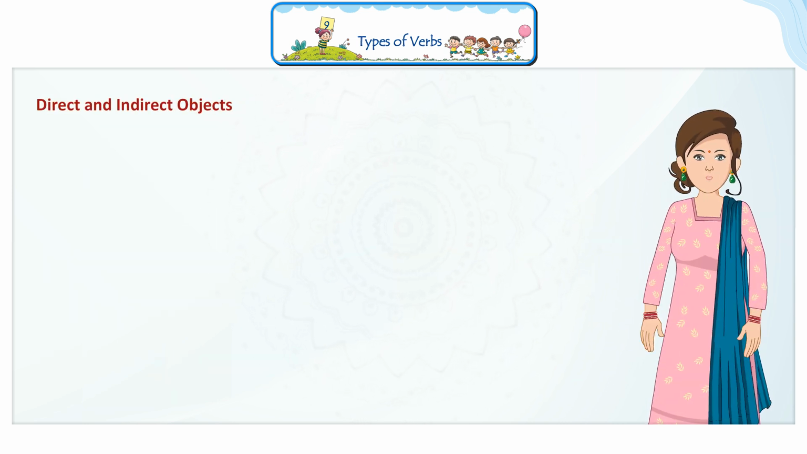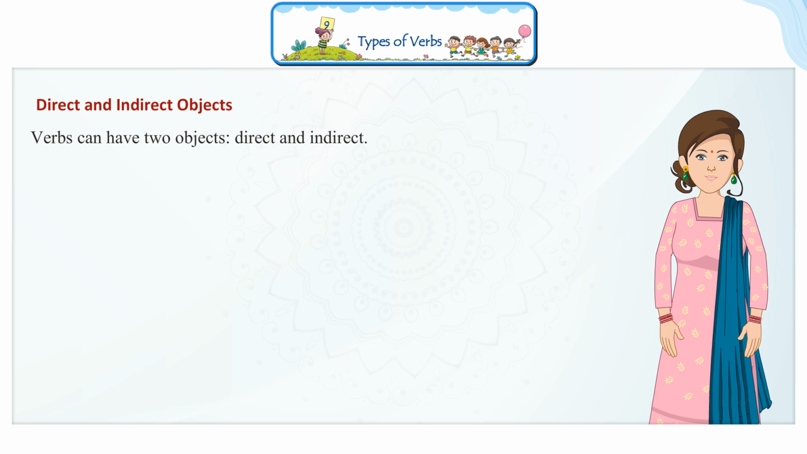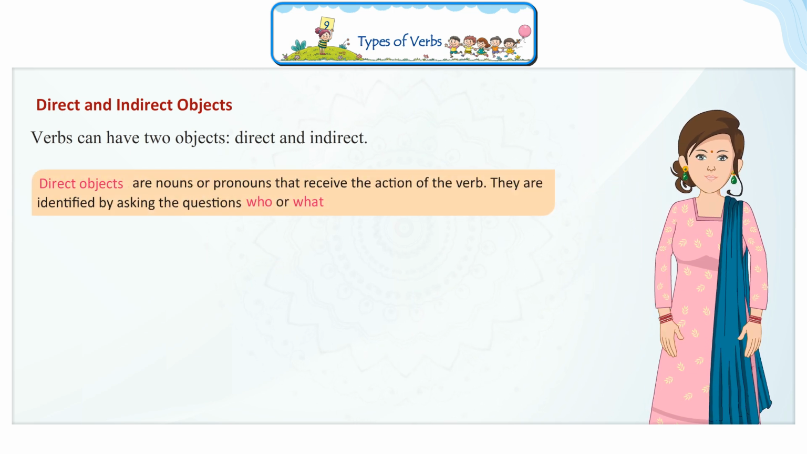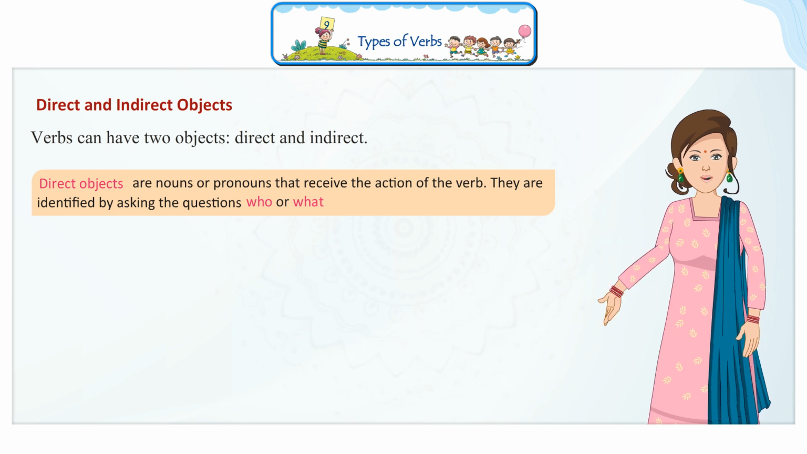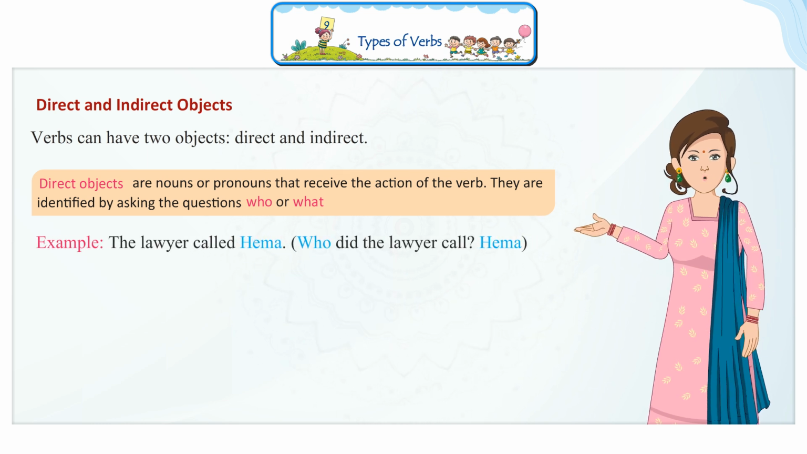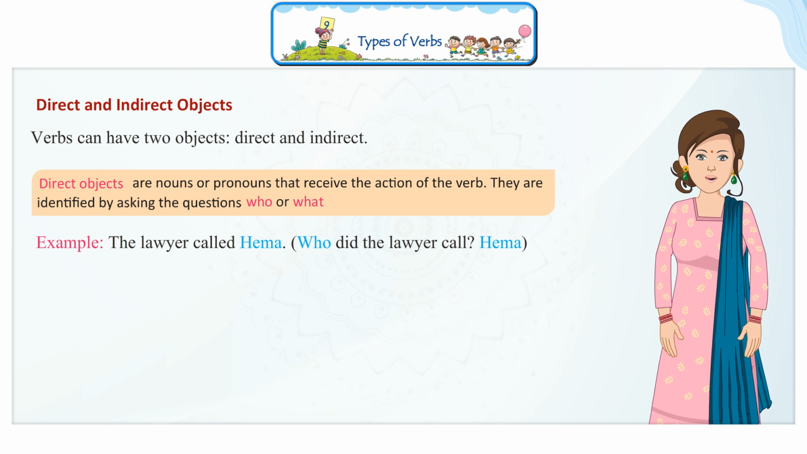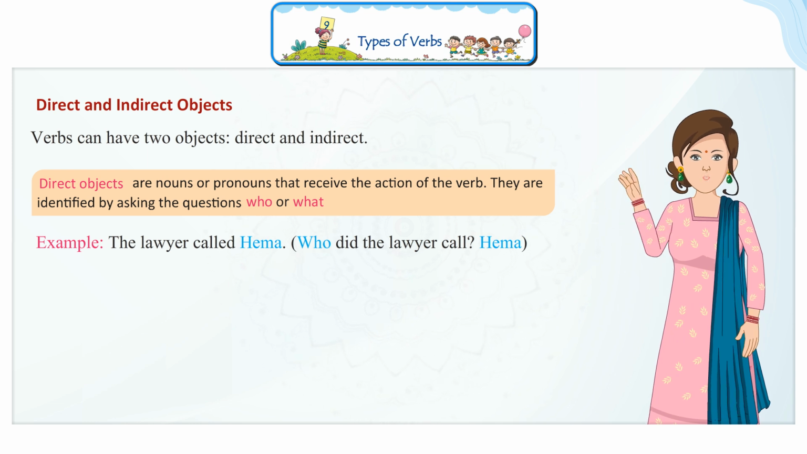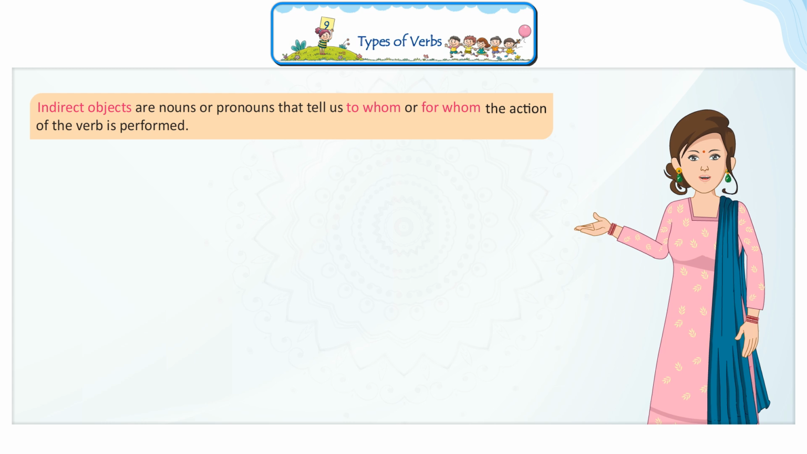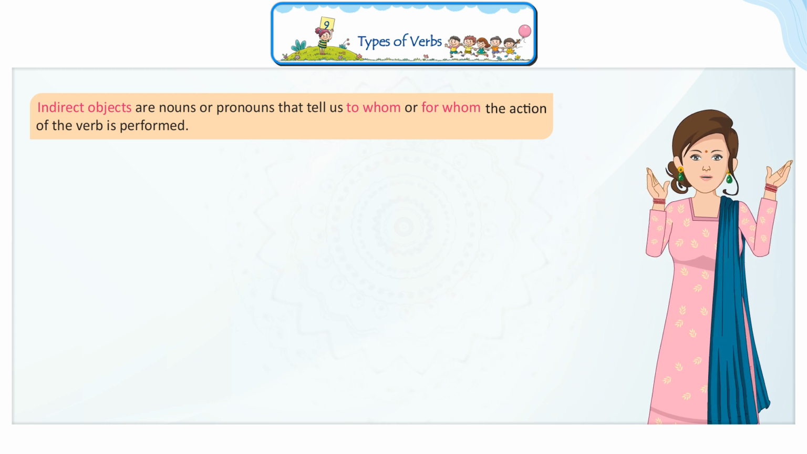Direct and indirect objects. Verbs can have 2 objects, direct and indirect. Direct objects are nouns or pronouns that receive the action of the verb. They are identified by asking the questions who or what. Example: The lawyer called Hema. Who did the lawyer call? Hema.